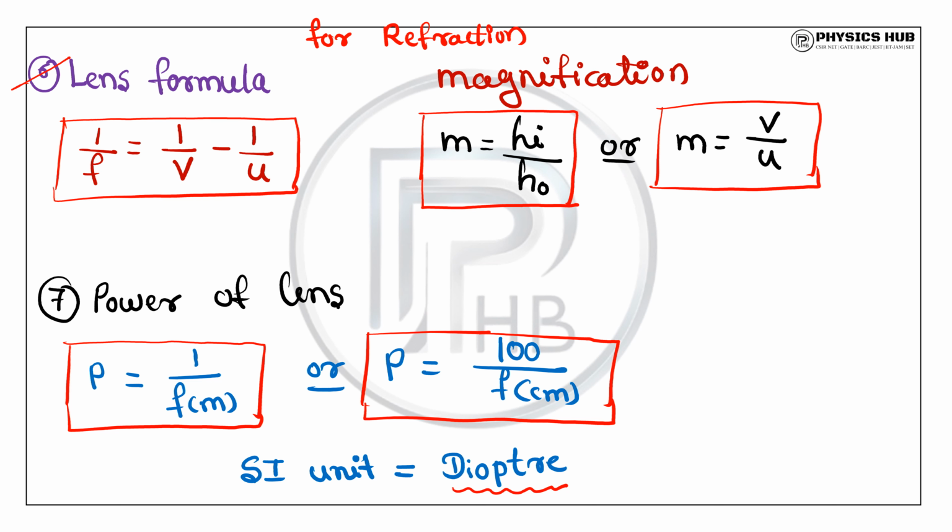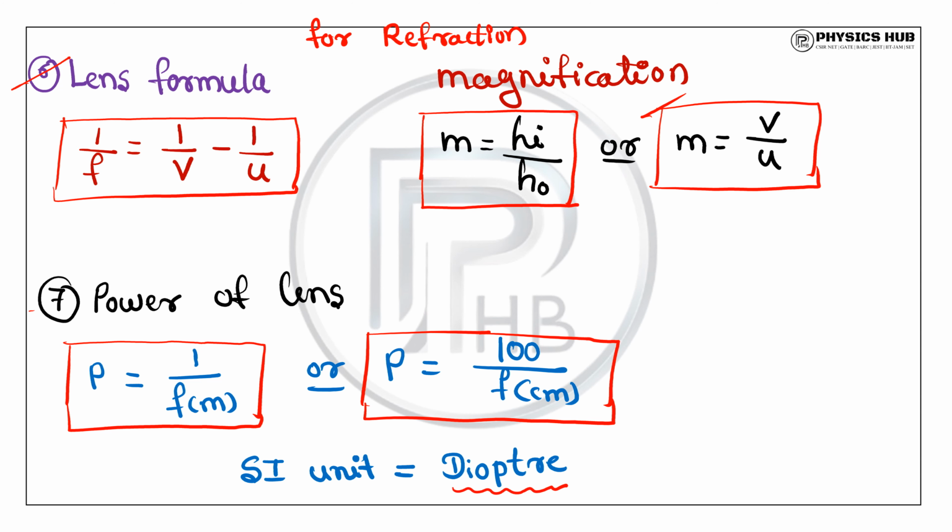Next is the lens formula. In refraction, we can write the lens formula as 1 divided by focal length is equal to 1 divided by image distance minus 1 divided by object distance. Next is magnification. Magnification by definition is the ratio of the height of the image divided by the height of the object. Magnification can be written as m is equal to v divided by u.